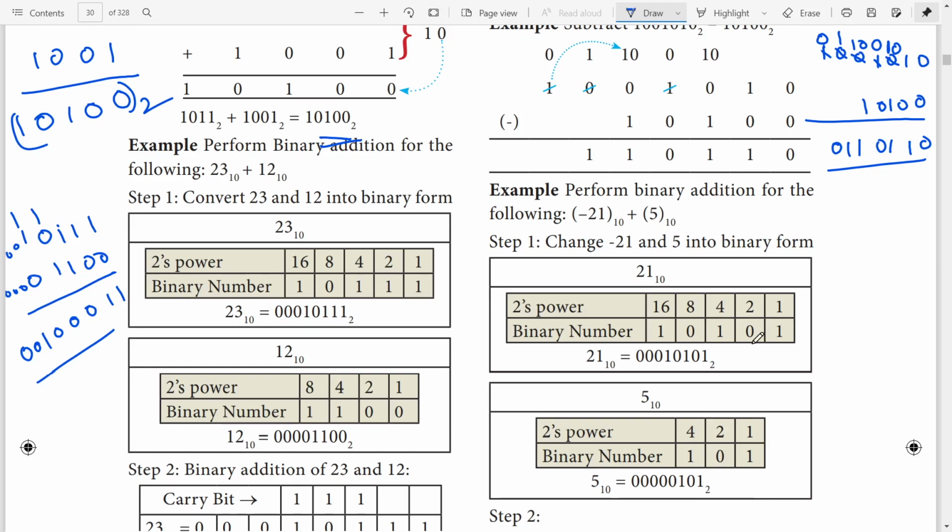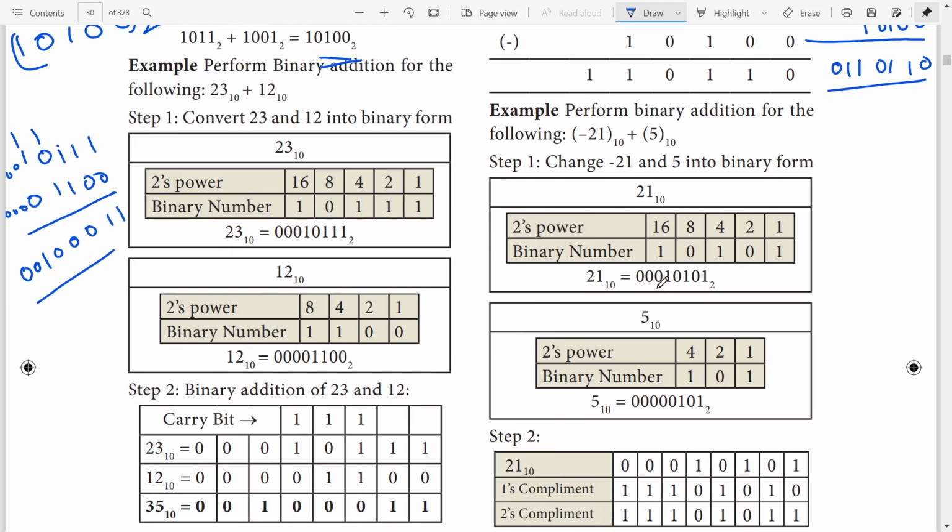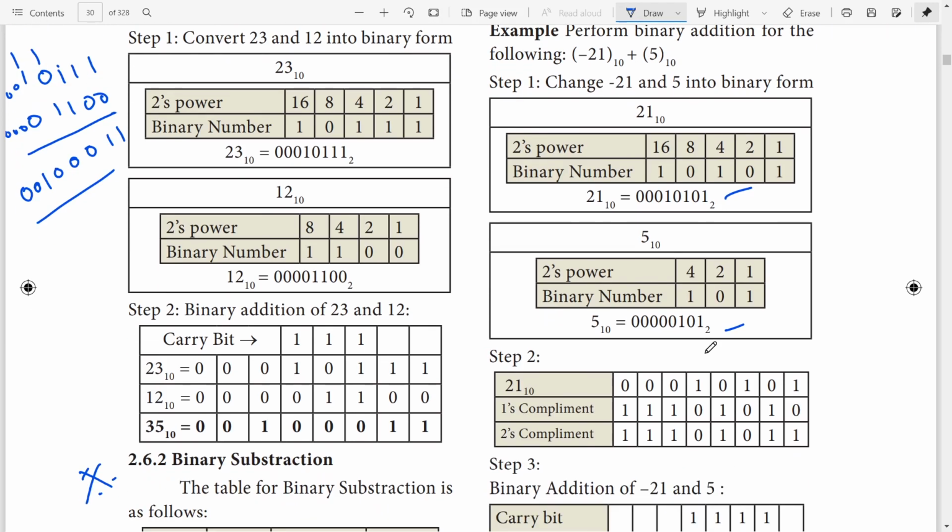Perform binary addition for the following. So for negative 21, first you are going to find the value of 21. Value of 21 is 0, 0, 0, 1, 0, 1, 0, 1, and 5 is 0, 1, 0, 1. Okay. For 21, you are going to take 2's complement. First, you are going to take 1's complement and add 1 to the last part.